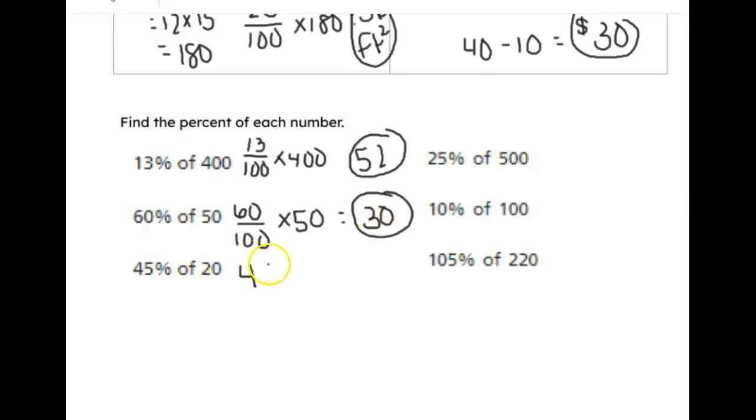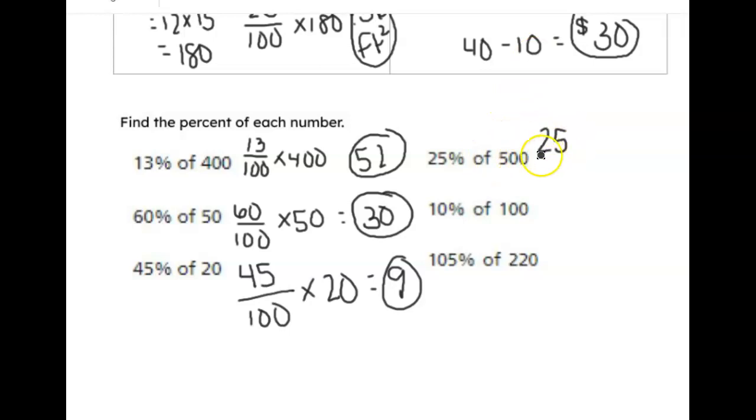And last one on the left-hand side, we have 45%, which is 45 over 100. Of means multiplication. So we're going to times it by 20. 45 over 100 times 20, got 9. Other side, 25% is 25 over 100 times 500. I got 125 there.